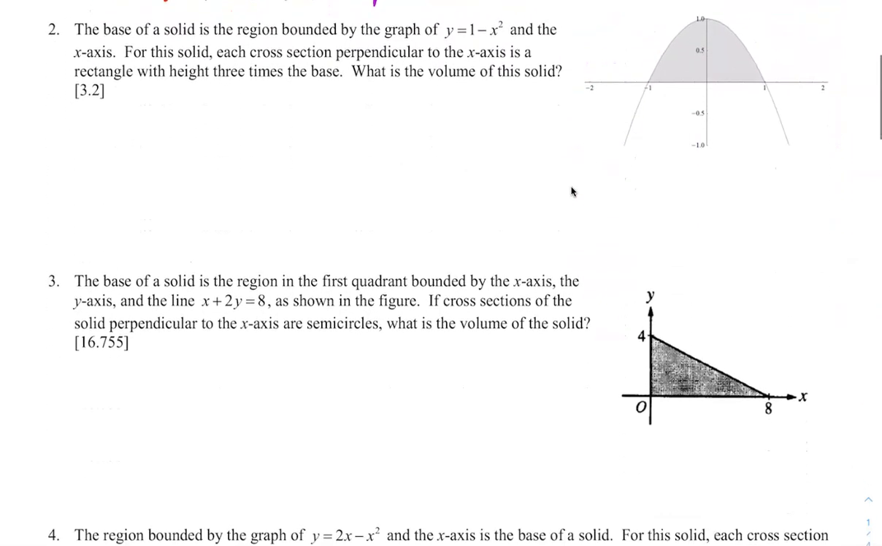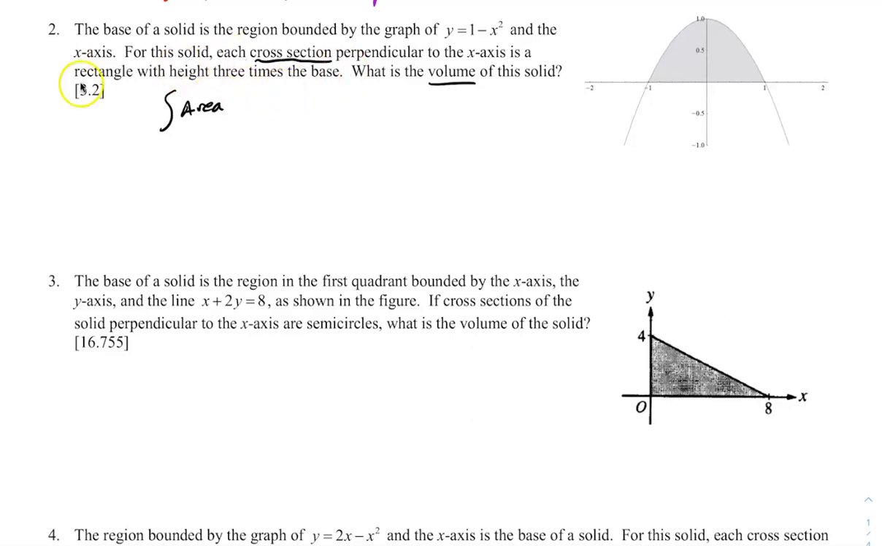Next one. The base of a solid is a region bounded by the graph of y equals 1 minus x squared, that's this guy, and the x-axis. For this solid, each cross-section perpendicular to the x-axis is a rectangle with the height 3 times the base. What is the volume of the solid? Like I always say, if it says cross-section and we're doing volume, the formula is to integrate the area formula. That's how you find the volume of the cross-section.